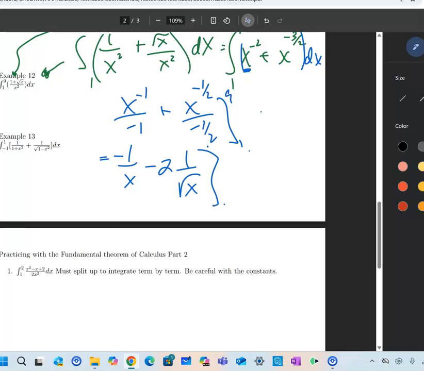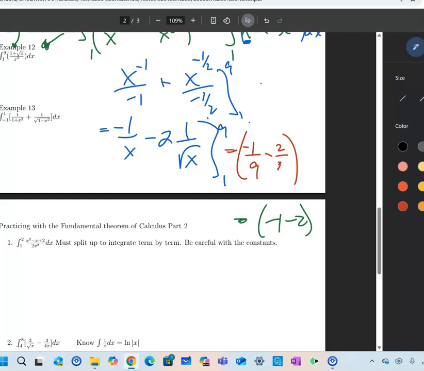Okay, now I'm ready to plug in the 1 and the 9. So if I plug in the 9, I get a negative 1/9 minus, this would give me 2/3, right? And then if I plugged in the 1, I'm just going to put it down here, subtract negative 1 minus 2. So it is what it is, right? Just kind of an ugly number. Both of those guys.